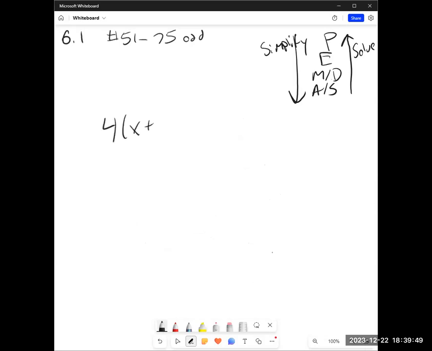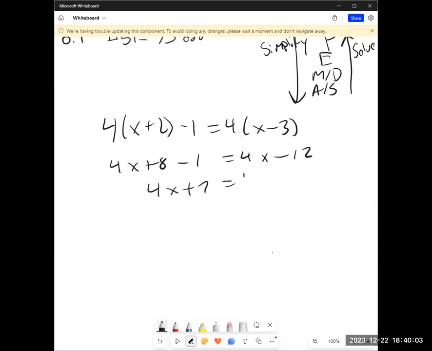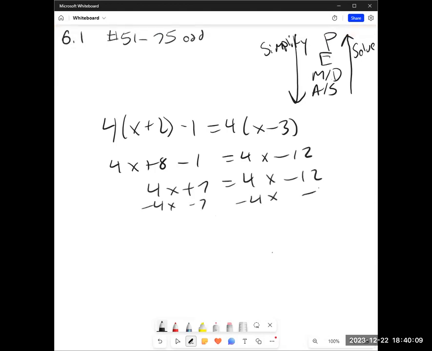Four times x plus 2 minus 1 is equal to 4 times x minus 3. 4x plus 8 minus 1 is equal to 4x minus 12. 4x plus 7 is equal to 4x minus 12. I subtract 4x and then subtract 7. 4x minus 4x equals negative 12 minus 7.